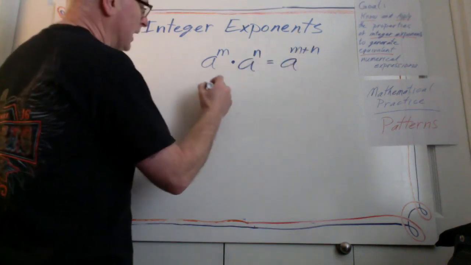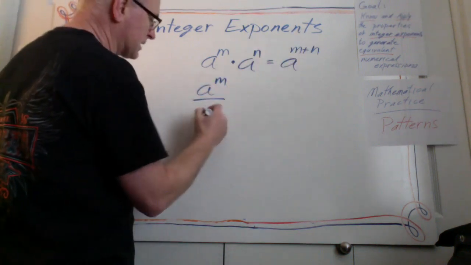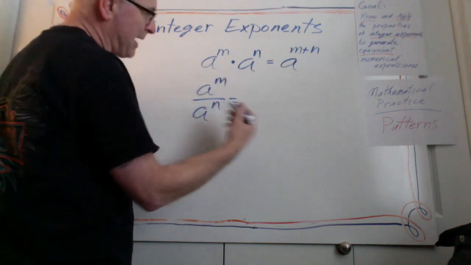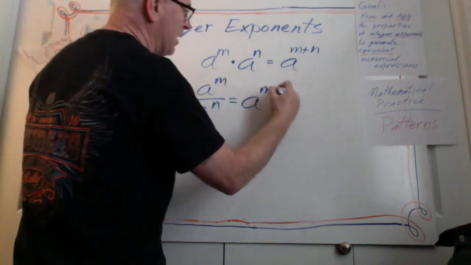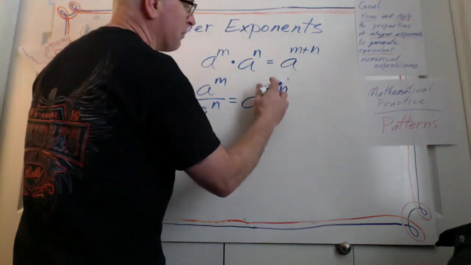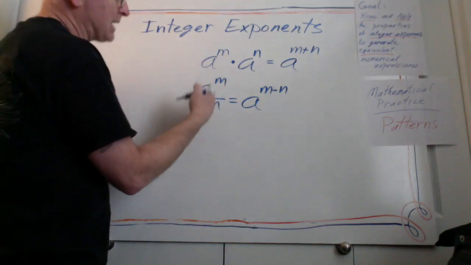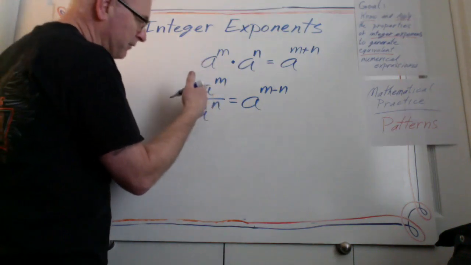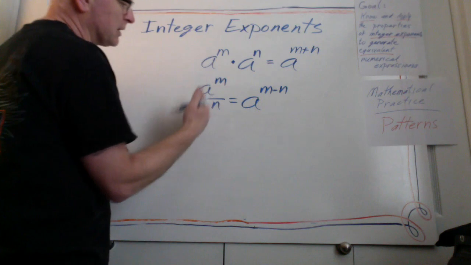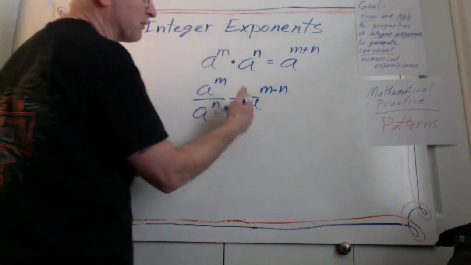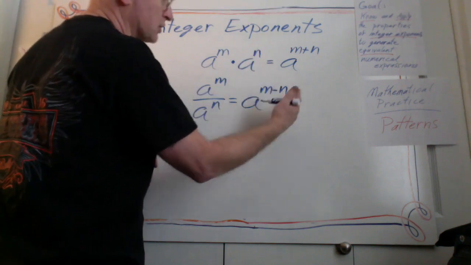If we have something where we're dividing, it's going to be m minus n, or a to the m minus nth power. So again, 5 to the 5th divided by 5 to the 3rd, 5 minus 3 would be 5 to the 2nd, or 5 squared.